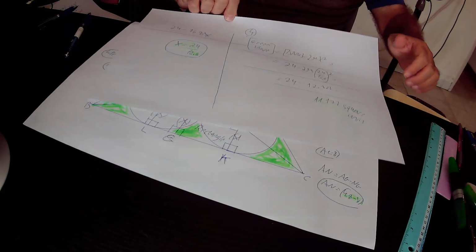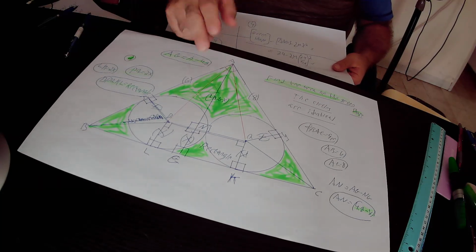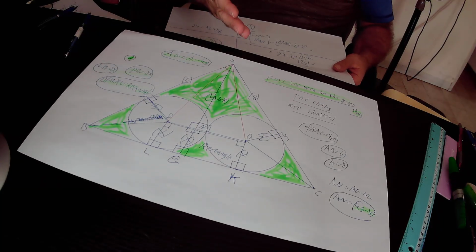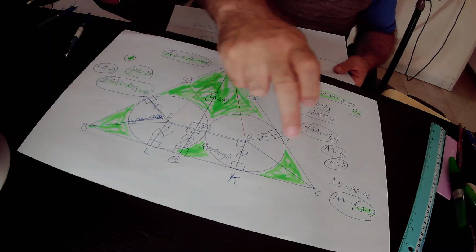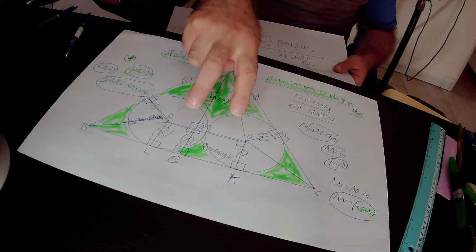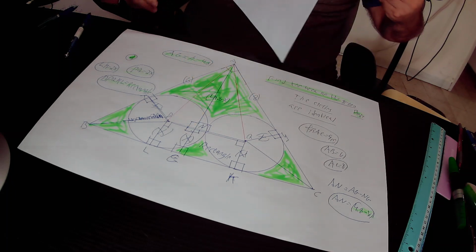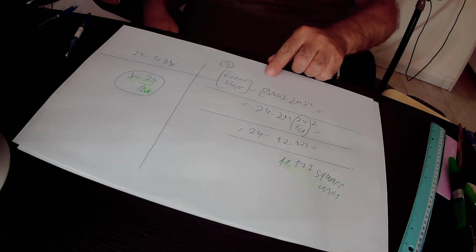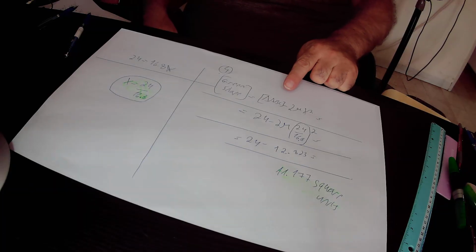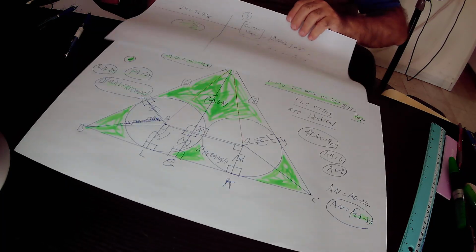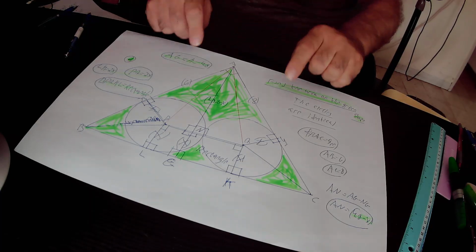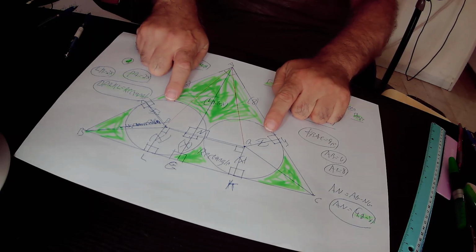Our task is to find the area of this green shape. What is the area of the green shape? It's very easy to see from the drawing that the area of the green shape must be equal to the area of the big right triangle ABC minus the sum of the areas of those two circles. Because those two circles are identical, they must also have the same areas.